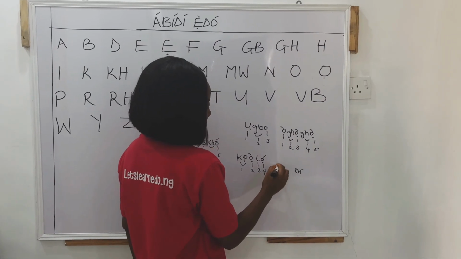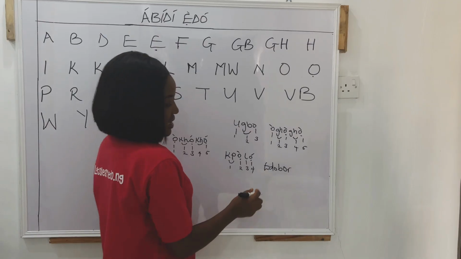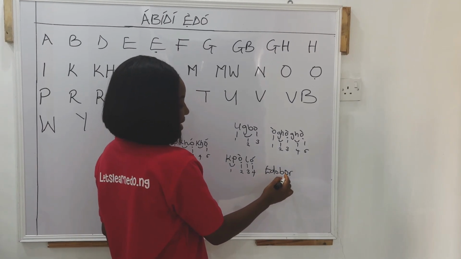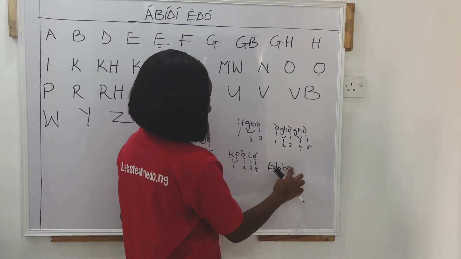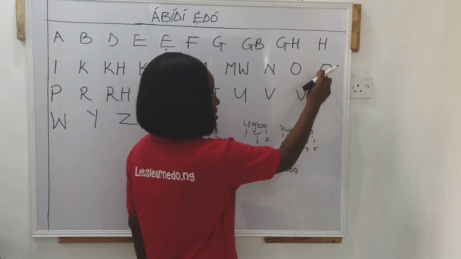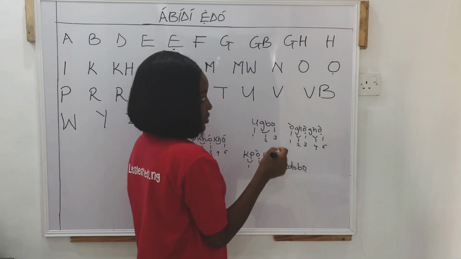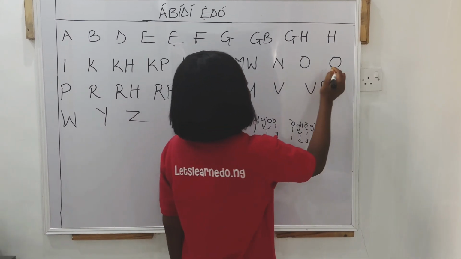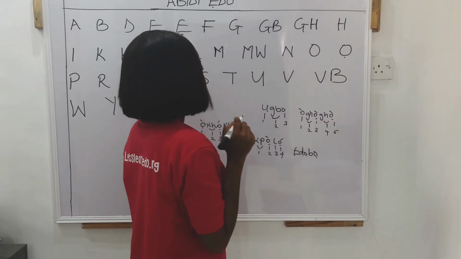For example, they will say Edobo. This is actually wrong because this is an English way of spelling. Instead, it should be Edobo, because this is the letter that is being pronounced. So there's no OR in Edo language, alright? So this is O and this is O, so there's a difference between the two.